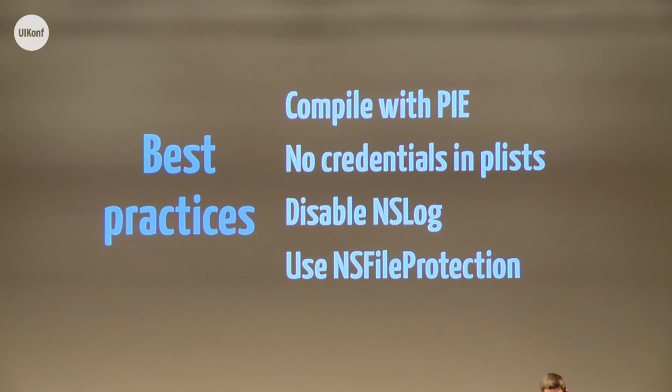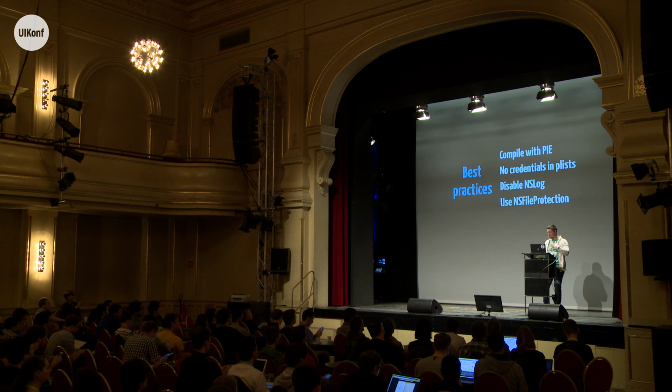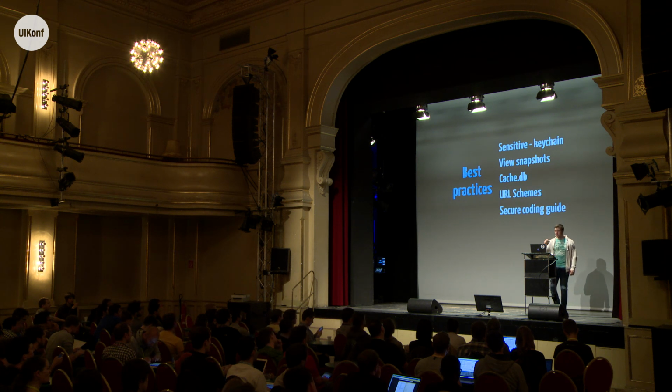A few words about best practices. First of all, always compile your binary with the PIE flag, which enables ASLR. Do not store any credentials in a plist. Disable NSLog in a release. Yeah, it sounds funny, but I saw a lot of applications that forgot to do this, and all the information is just in the log. Use the NSFileProtection attribute for all user-sensitive data like photos and text files. Store the sensitive data in the keychain.